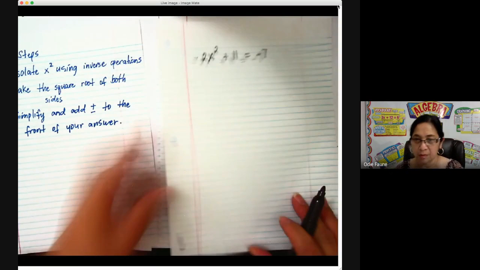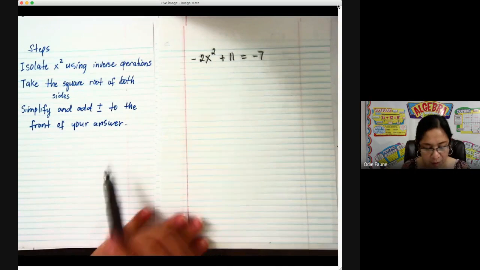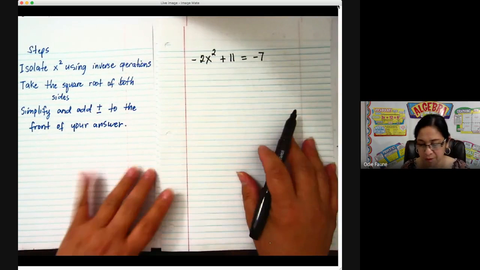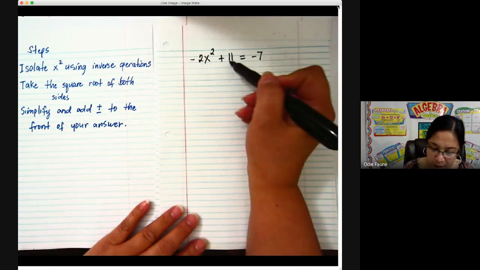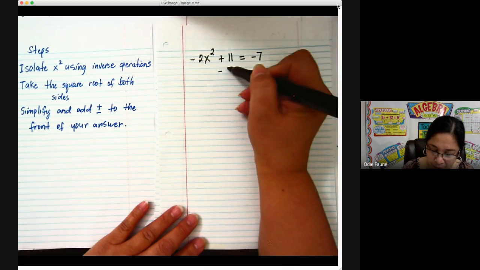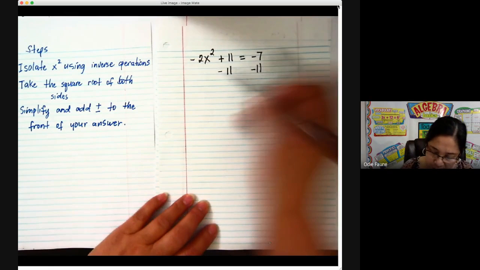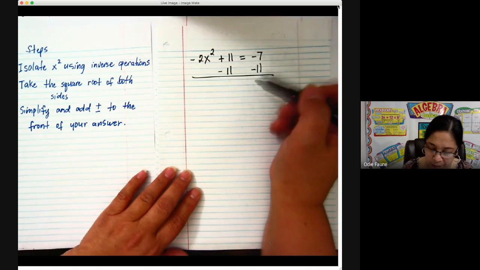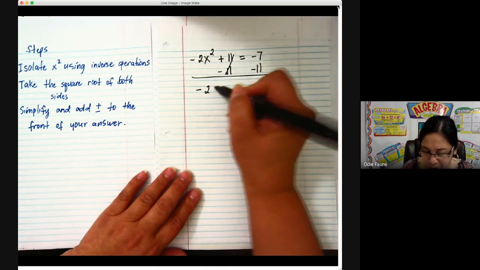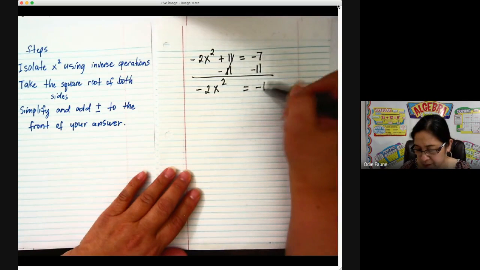Okay. Another example. What if we have this? So the same process, I'm going to isolate my x squared using the inverse operation. But I will do first the one that is farthest from x. So the opposite of positive 11 is negative 11. So I'm going to do it to both sides to keep it balanced. This is 0 pairs. So negative 2x squared is equal to negative 18.